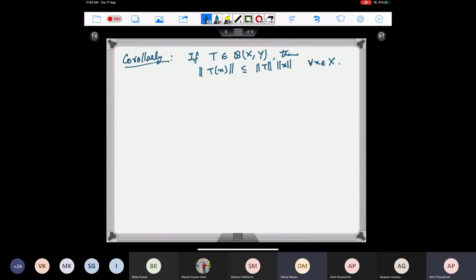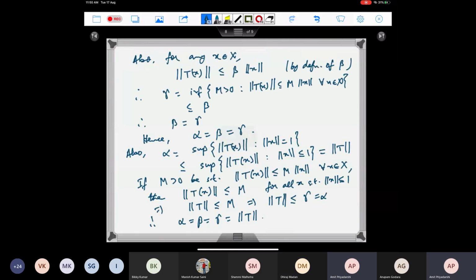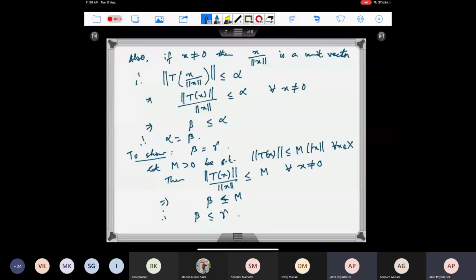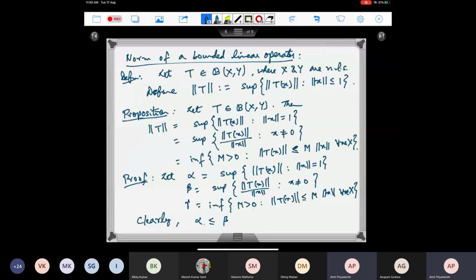Can we replace supremum by maximum, because the set norm x less than or equal to 1 is a compact set and T being bounded is a continuous function? No, that is not correct. If X is a finite dimensional space, then the closed unit ball will be a compact set. But in general, this is not. In fact, for any infinite dimensional space, we will show that the closed unit ball is non-compact. So this supremum need not be attained.